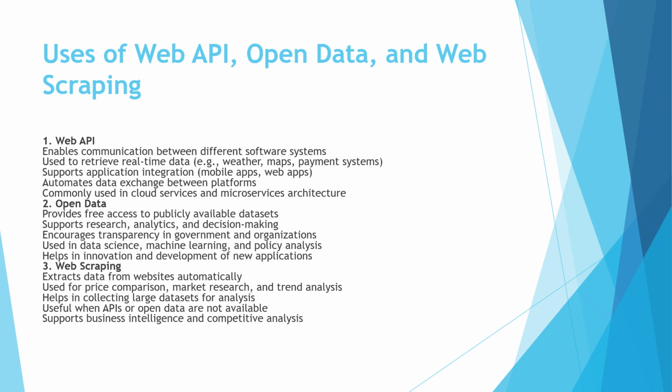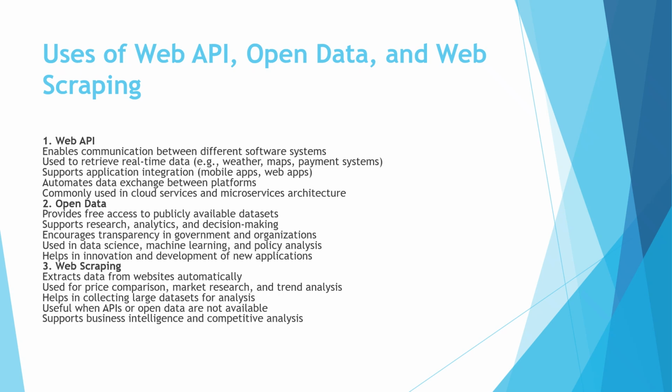Web APIs, open data, and web scraping are three important methods used for collecting data in modern applications. A web API allows different software systems to communicate and exchange data in a structured and real time manner, which is widely used in applications like weather services, payment systems, and mobile apps.